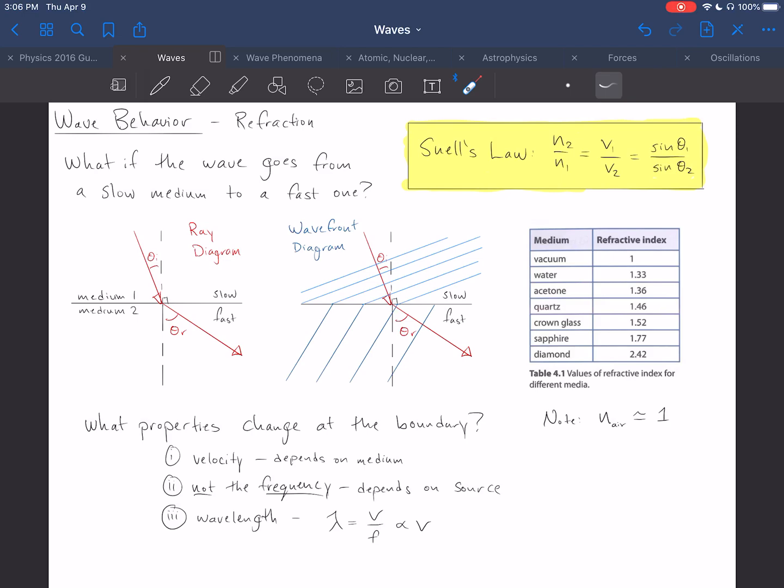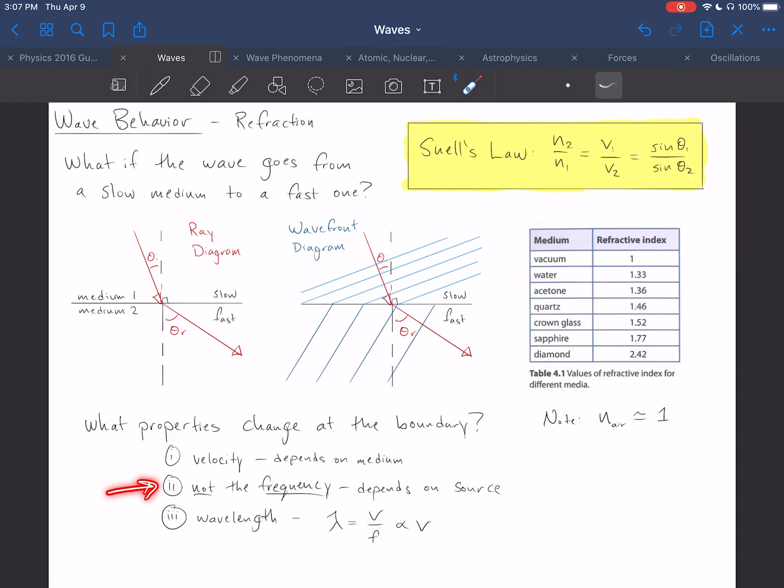This keeps sort of light bent and bouncing inside the diamond, which is part of what gives diamond its characteristic brilliant properties. So consider for a second which properties change at that boundary. This is an important concept. Well, as we saw, the velocity changes at the boundary. Why? Because the velocity of the wave in general depends on the medium. It depends on what the wave is in. So the velocity changes at the boundary.